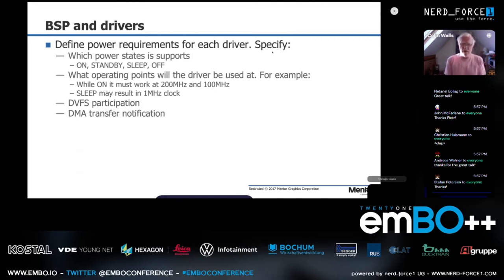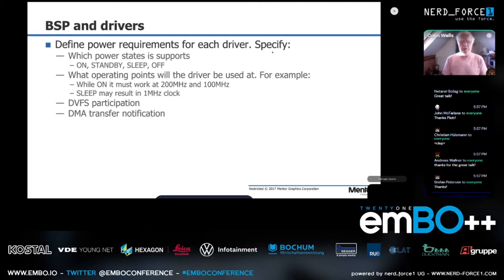What operating points will it work at? Well, a lot of hardware will only work at specific frequencies for one reason or another. We need to find out what the hardware is capable of doing and make sure we don't make different demands. As with most CPUs, you can clock the frequency over quite a wide range and it will still function perfectly well. So an example might be our device will work quite satisfactorily at 200 or 100 megahertz, and it'll be quite happy with a 1 megahertz clock while it's sleeping. We need to make sure that DVFS participation is accommodated.